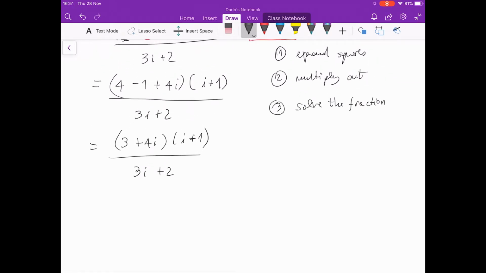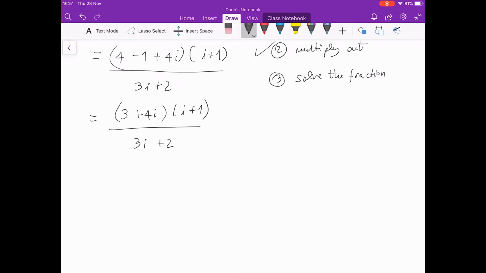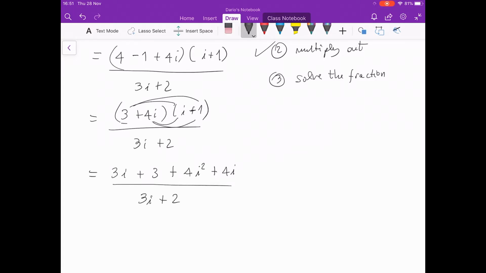Okay, second step: we've done expanding the squares. Now we want to multiply things out. We've got these two brackets at the numerator, and the way we're going to multiply them out is multiply each term of the right hand bracket by 3, and then add the multiplication of the second term of the left hand bracket by each term of the right hand bracket. So that essentially means that we're going to do 3 times i, plus 3 times 1, which is 3. And then we're going to do plus 4i times i, which is 4i squared, plus 4i times 1, which is 4i. And at the denominator, we have 3i plus 2.